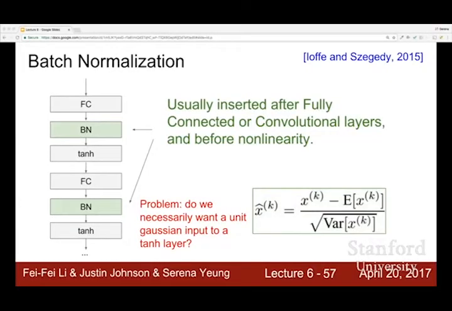One thing I want to point out is that it's not clear that we necessarily want a unit Gaussian input to these tanh nonlinearities after every fully connected layer, because this is constraining you to the linear regime of the nonlinearity. You're trying to say let's not have any saturation, but maybe a little bit of this is good. You want to be able to control how much saturation you want to have.